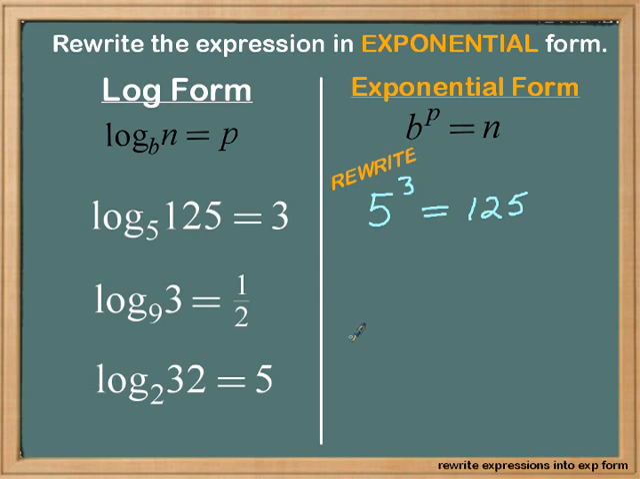In the next example, log base 9 of 3 equals 1/2. We're going to start with that base of the log, that's the 9. Looking across the equal sign, I see the power, and that's a 1/2, and it equals 3. And finally, log base 2 of 32 equals 5. We're going to make that base of 2 to the 5th equals 32. So there you have it, from log form to exponential form.